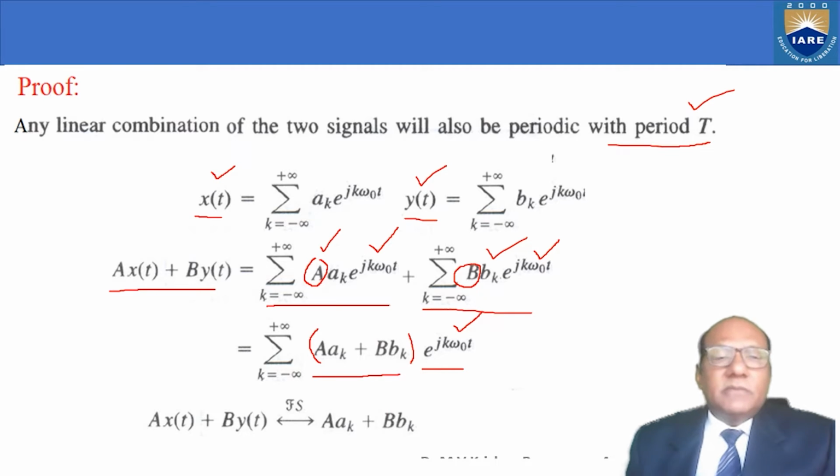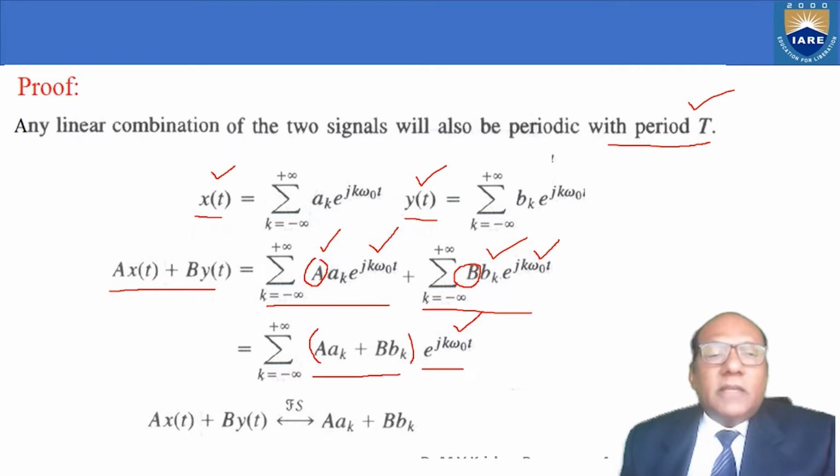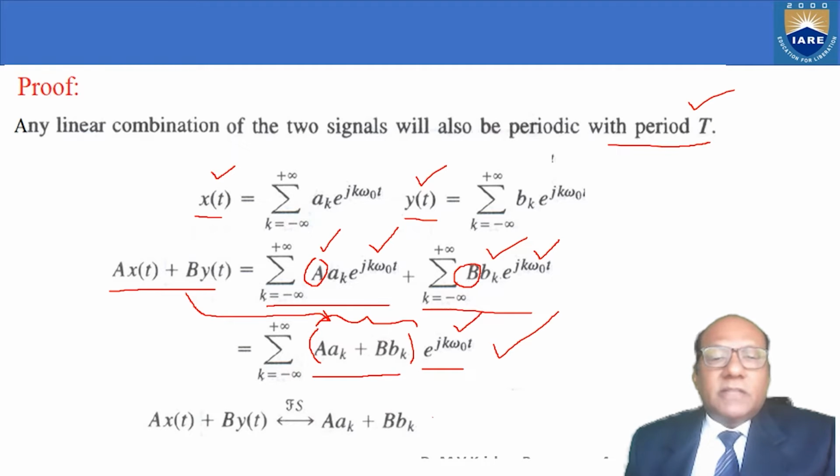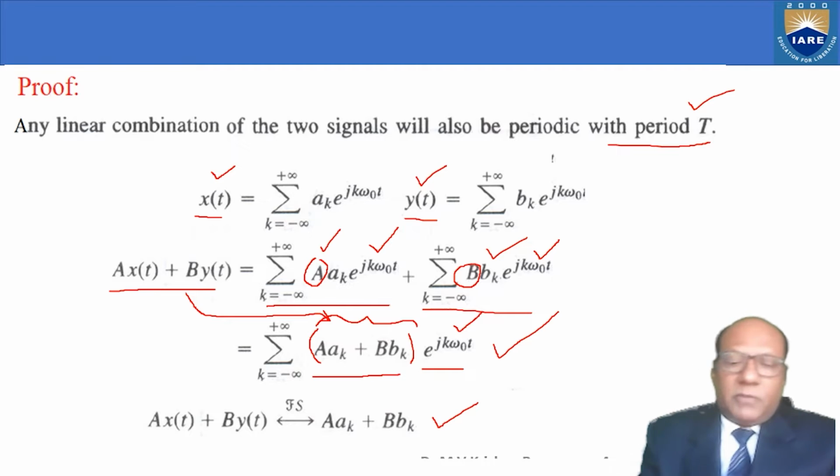this summation. Okay, now I can say that this equation resembles the Fourier series equation again, whose coefficients are in this bracket term. That means this combination and this combination both form the Fourier series pair. So that is what exactly I have written here. So we have proved the property now.